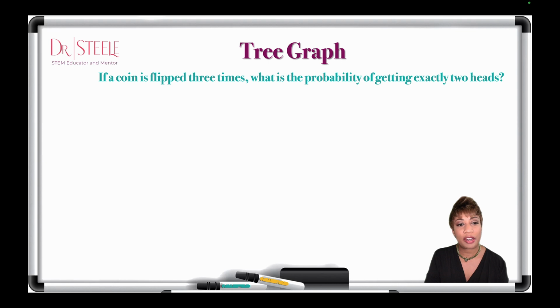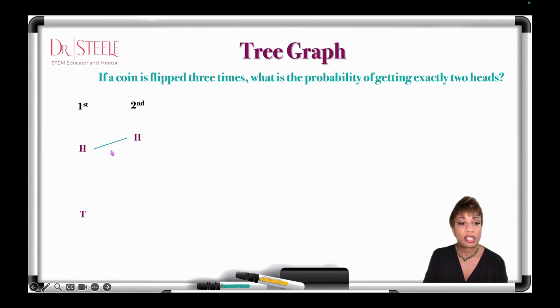Now let's look at tree graphs. If a coin is flipped 3 times, what is the probability of getting exactly 2 heads? We can think about it this way. On the first flip, we can either get heads or tails. And then to find out some of the possibilities for the second flip, I'm going to take each one of those and break it up into heads and tails again.